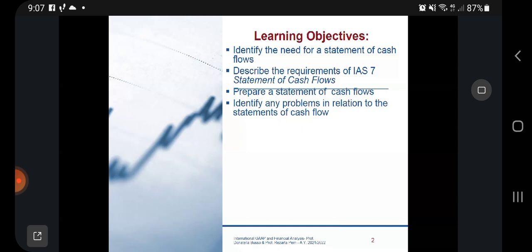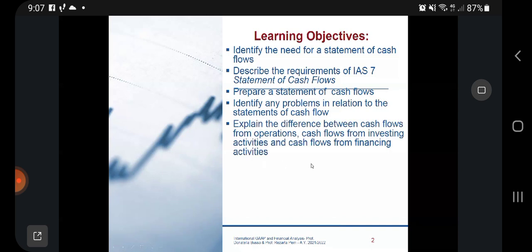Then we will try to identify any problems that are related to the statement of cash flows. Now this is a very important statement and a very good one, but this does not mean that it is without any flaws or disadvantages. There are some things you should be really careful about when you read through this financial statement, because there are some things that it might not reveal too clearly, and we will mention these issues.